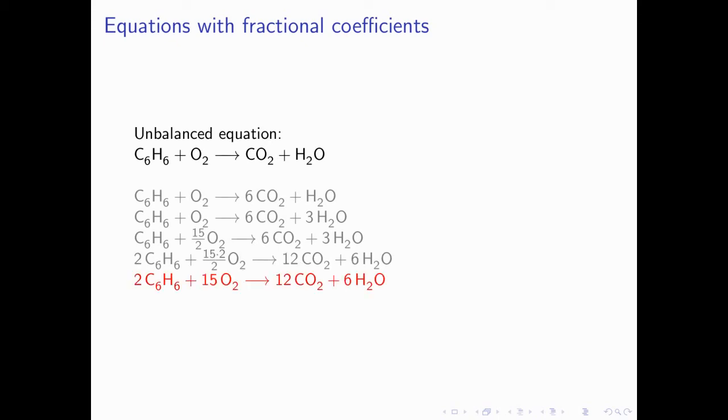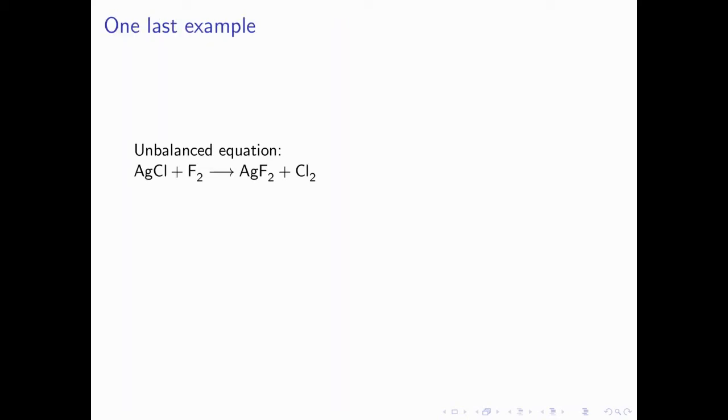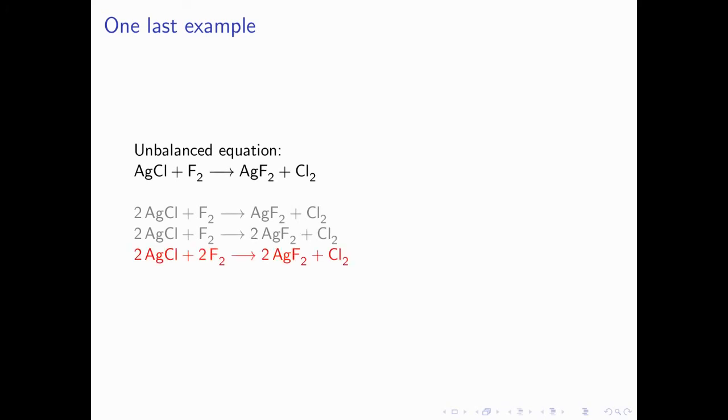Let's take a look at one last reaction. Silver chloride plus difluorine will give us silver fluoride and dichlorine. Our instinct should be to notice that chlorine on the right has 2 atoms, and only 1 on the left. So we add a 2 coefficient at the left. Then we notice that there are 2 silver atoms on the left and only 1 on the right. Fixed. Finally, there are 4 fluorine atoms on the right and only 2 on the left. The balanced equation here fixes that.